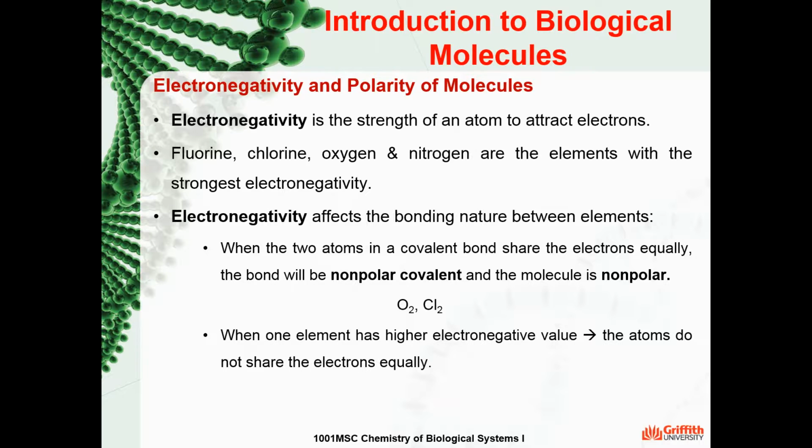However, when one element has a higher electronegative value, the atoms do not share the electrons equally, which might cause a polar covalent bond. For example, in water, the oxygen is more electronegative than the hydrogen, so the electrons spend more time around the oxygen than the hydrogen. This results in a partial negative charge around the oxygen and a partial positive charge around the hydrogen.